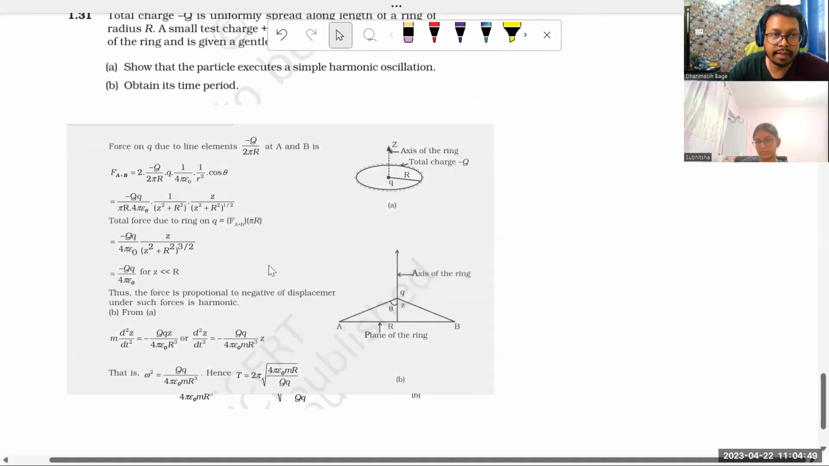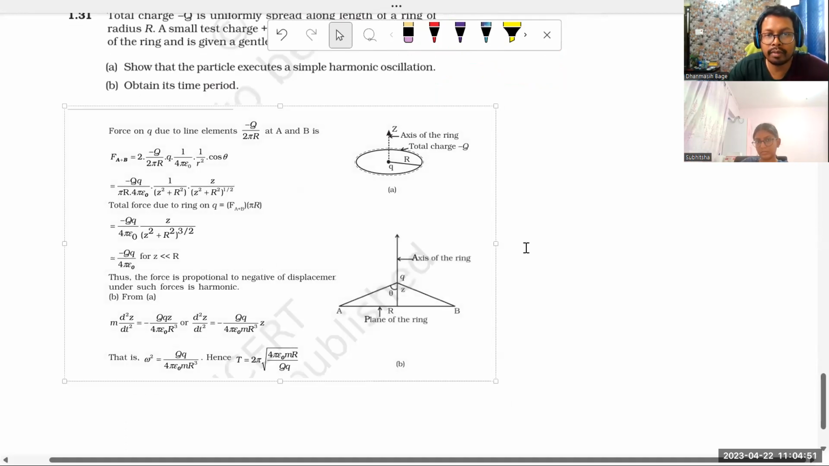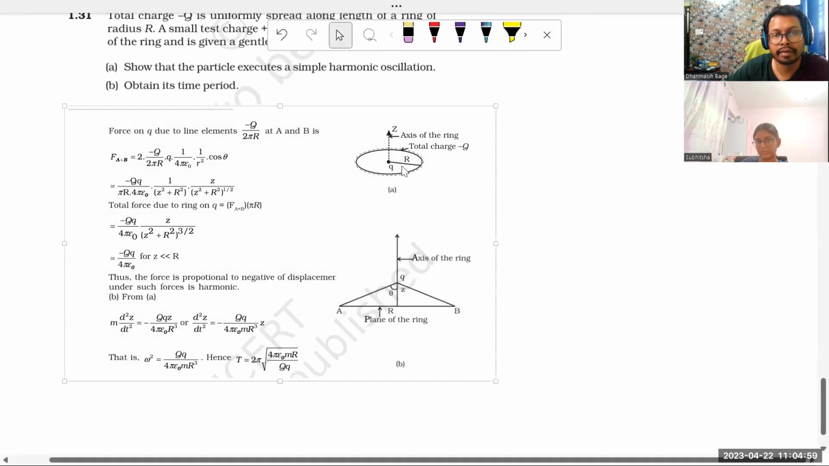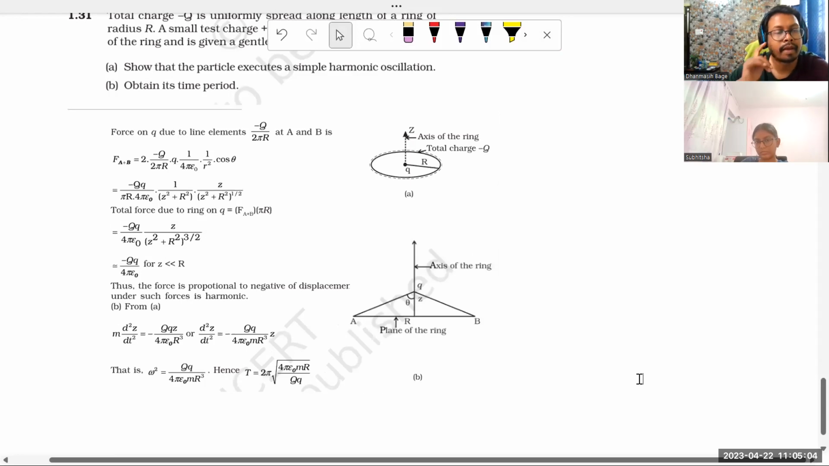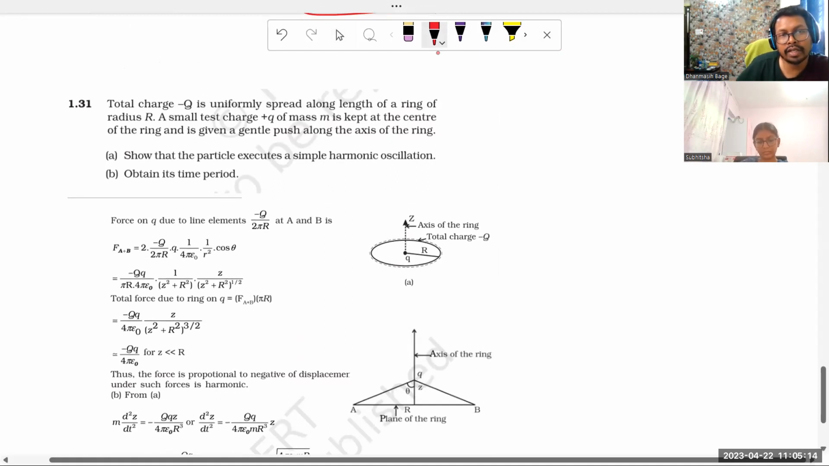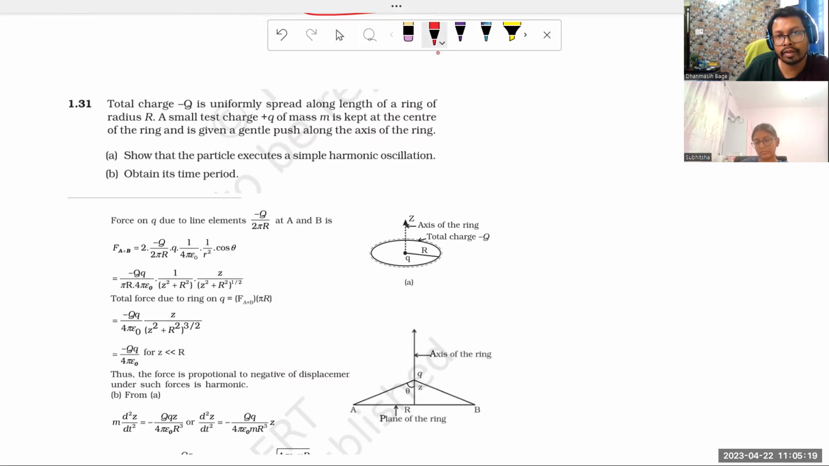See, why they make it in their solutions, they do not give you the complete solution. There are some errors and there are some things that need to be figured out. Again, just see this thing here. It is exactly the same question. Instead of the two charged bodies, total charge is uniformly spread along the length of a ring of radius r. A small test charge plus q.